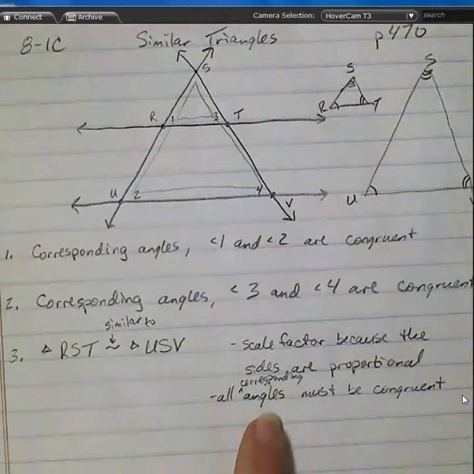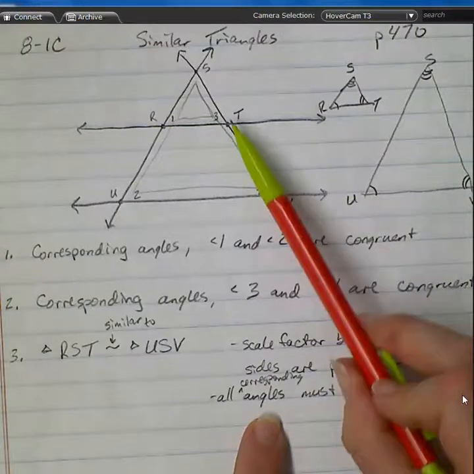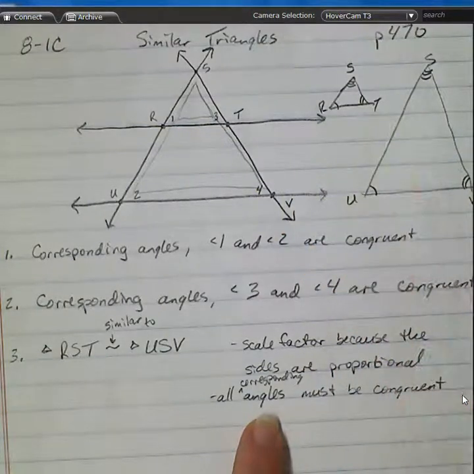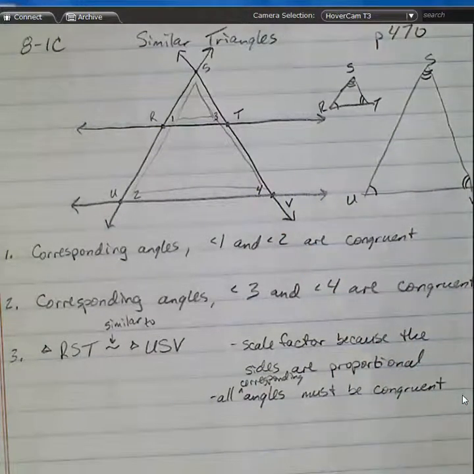So R and U are corresponding. Their measurements are the same because we proved it. S and S, it's the same angle, so it's the same. And then T and V are the same. We could do that for any triangle.